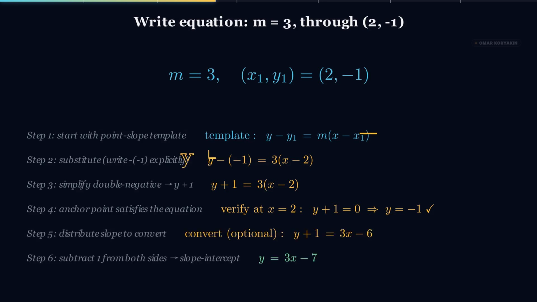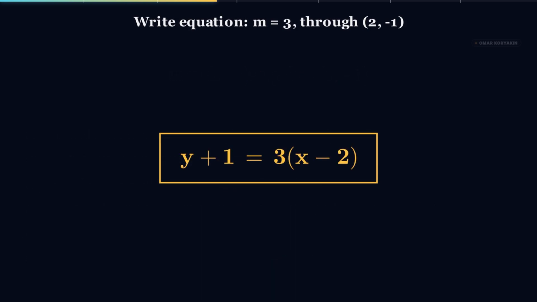Step 5. Final answer in point slope form: y plus 1 equals 3 times the quantity x minus 2. The big lesson from this example is the careful sign handling when the anchor y coordinate is negative. Y minus y1 with y1 equals -1 becomes y plus 1, with the double negative resolving to a plus.